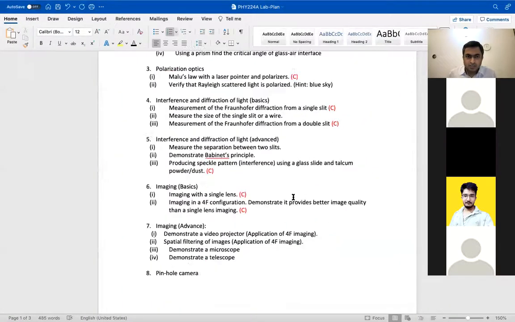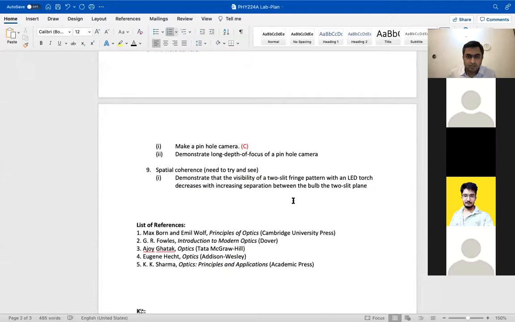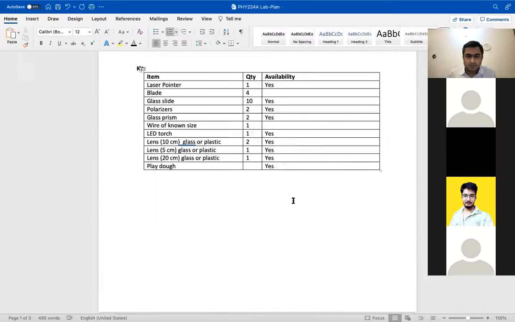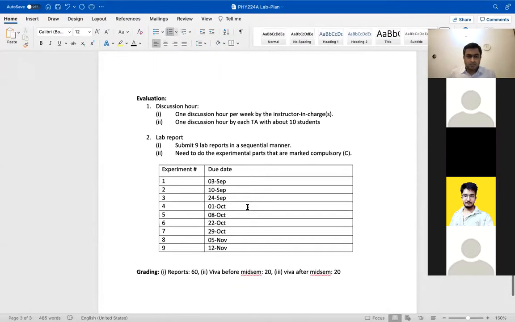So these would be the due dates for the experiments. Experiment number 1 will be due 3rd September, which is this Friday. And then it's like every Friday we have the submissions. So September 10 is experiment number 2, which is what we will be discussing today. And so on. 12th November is our last experiment.